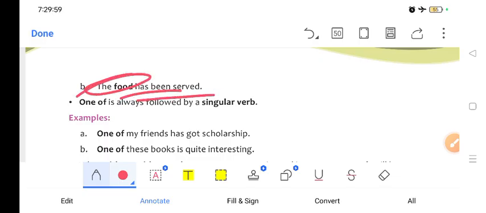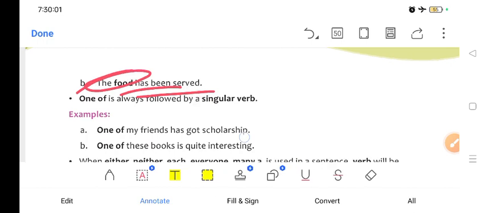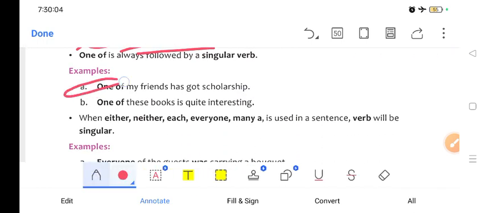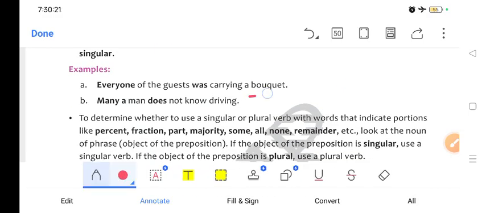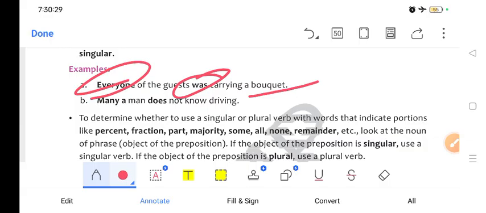One is always followed by a singular verb. One of my friends, so here I'm talking about one, so I have put 'has' here. One of these books is quite interesting. When either, neither, each, everyone, many are used in a sentence, the verb will be singular. Example: every one of the guests was carrying a bouquet. So here we are talking about everyone, which is a singular subject, so we will put a singular verb here. Many a man. Here many is used, but we are talking about a man, so we will put the verb according to the subject, that is man, and we will put 'does' here.